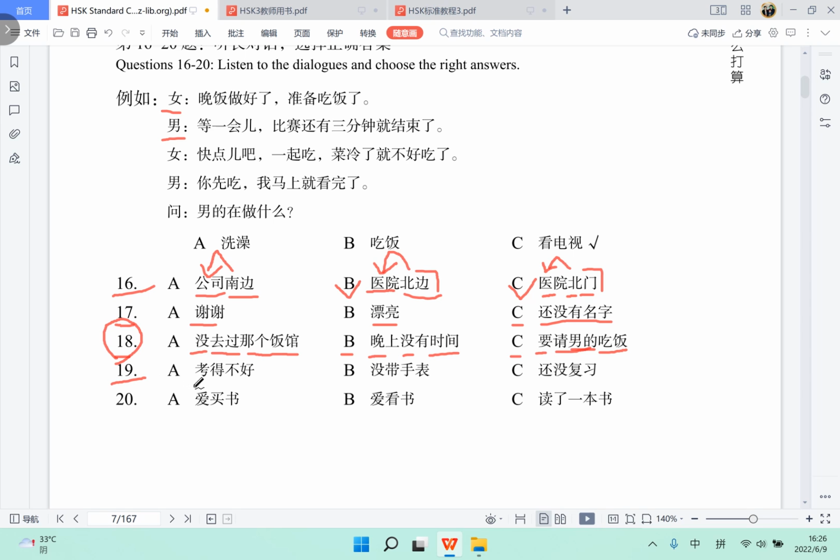And number 19: A 考得不好, so the exam test not good. And B 没带手表, haven't brought the watch, 手表, right? And C 还没复习, still haven't reviewed. So it's asking about examination, right? Something about examination. So 考试怎么样, right? How is your examination? And 20: A 爱买书, so love to buy books. And B 爱看书, love to read books. And C 读了一本书, so read one book. 本 is the measure word for book.